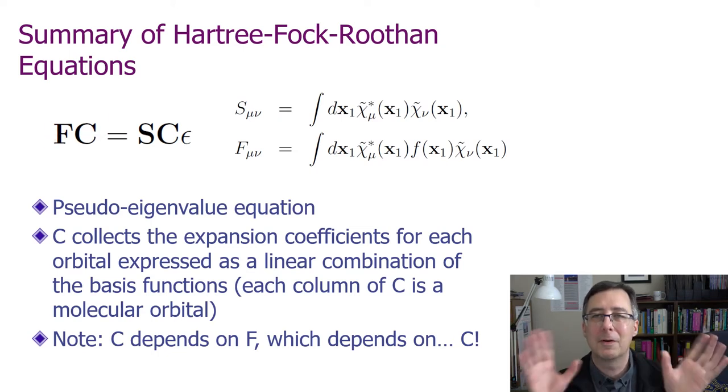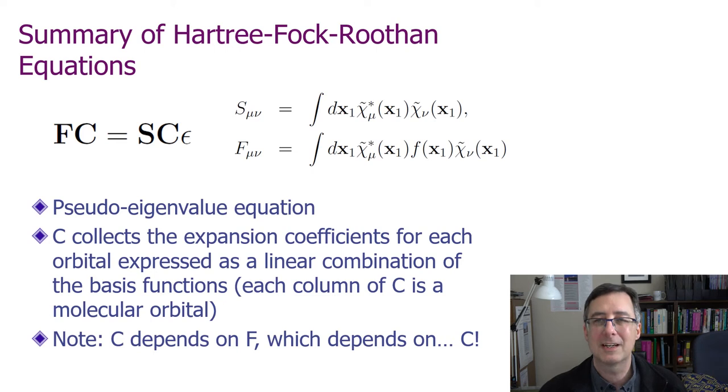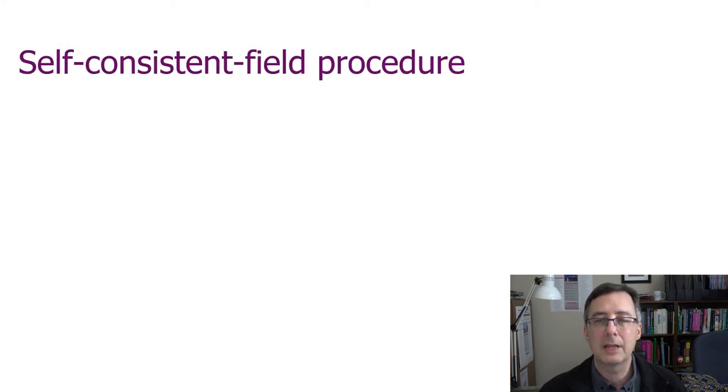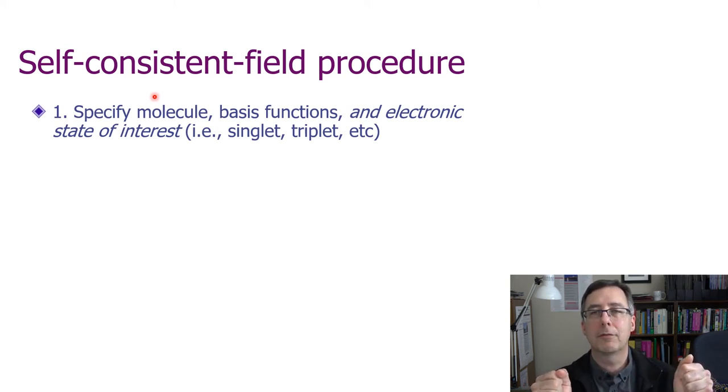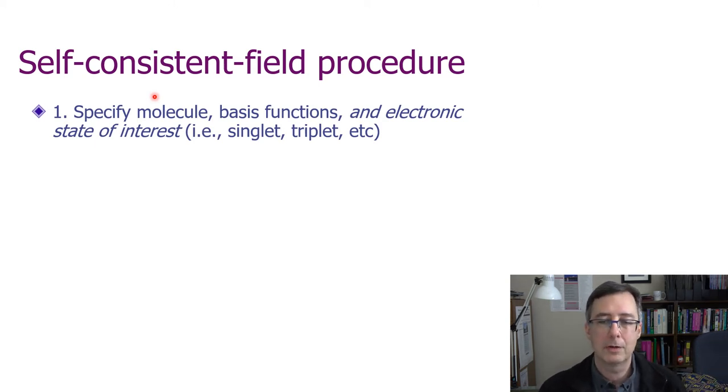So what do I do? It's like a chicken and egg problem. I use a self-consistent field procedure, which is easy to say. First, the user has to say, what molecule am I interested in? What are the coordinates of all the atoms? Because remember, the atoms are frozen in the Born-Oppenheimer approximation. The nuclei are, anyway. And then the user also has to tell me what electronic state am I going for. Am I going for a singlet or triplet or doublet? We need to talk about spin at some other opportunity.